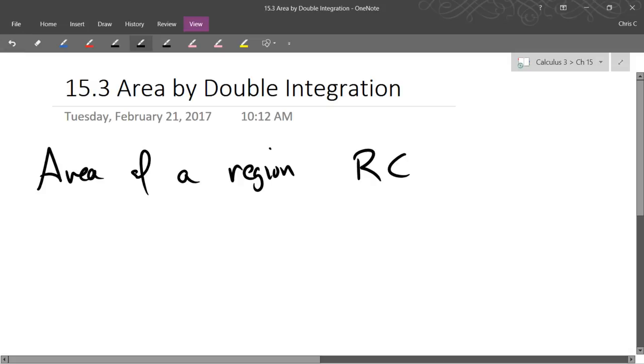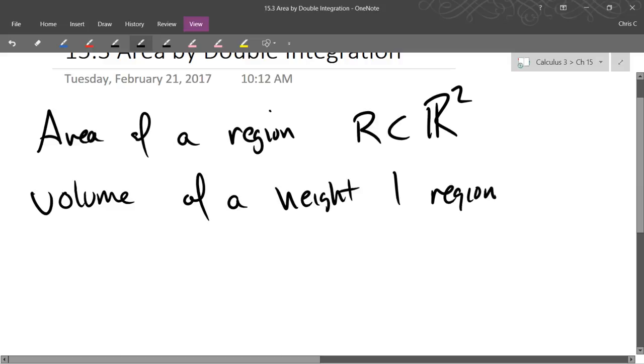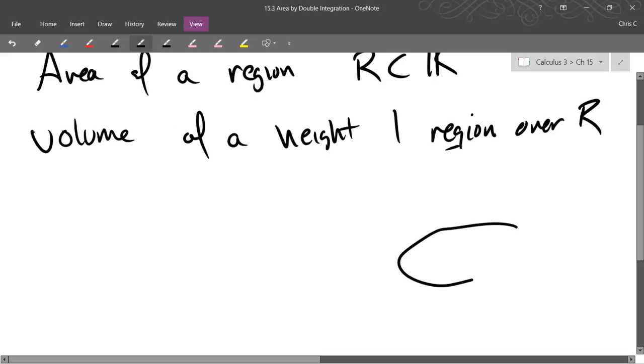And our region is going to be a subset of two-dimensional space. So we looked at volume before, volume of a height 1 region over R. Let's draw a nice picture. So let's say our region looks like this, and a height 1, we'll just pretend that the height is 1 on this whole thing.